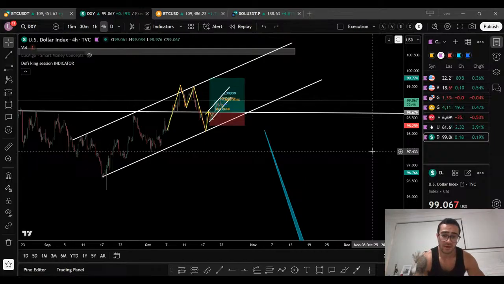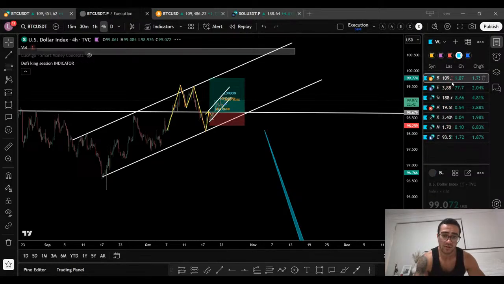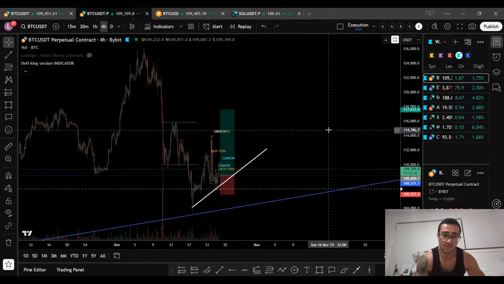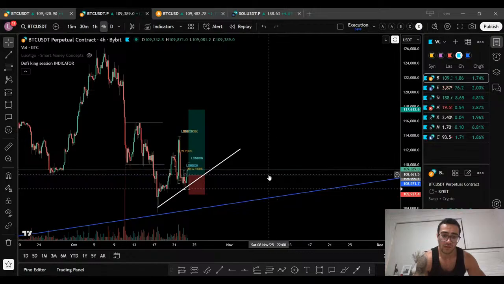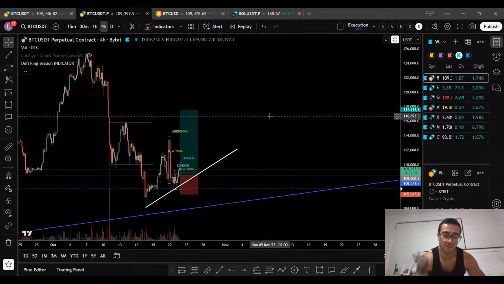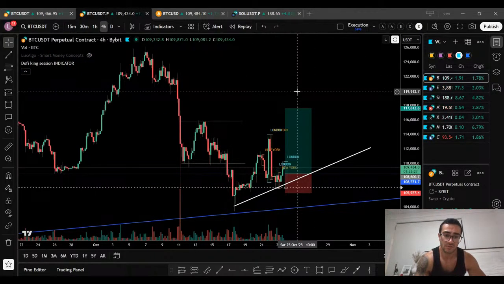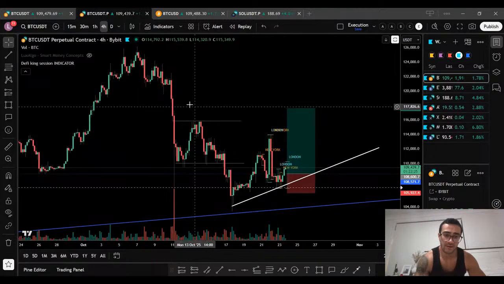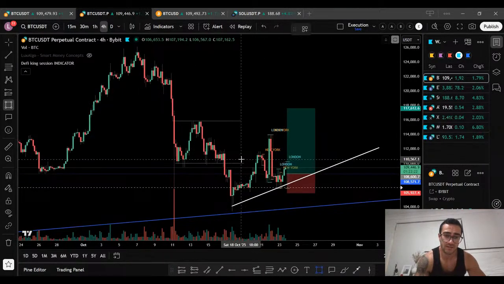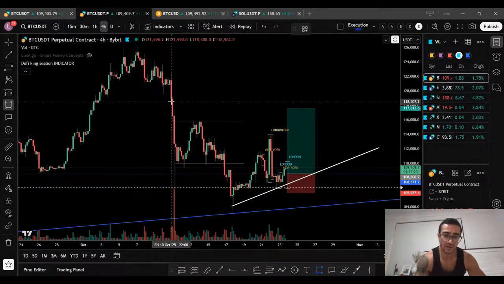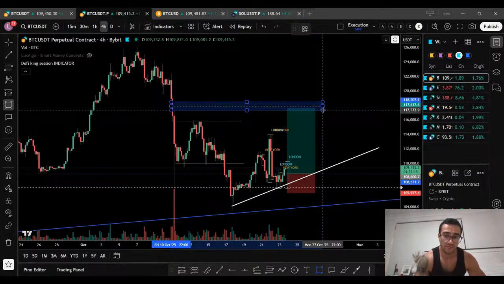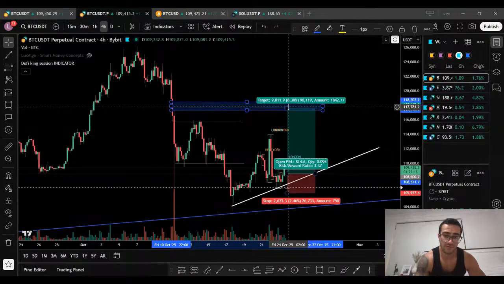I think tonight's going to be, we're going to go down. Yeah, we're going down. Tonight we're going down. We will hit 108,000 before we pump. 100%. Look at that fair value gap right there. This here, that's take profit right there. Boom. That's perfect.